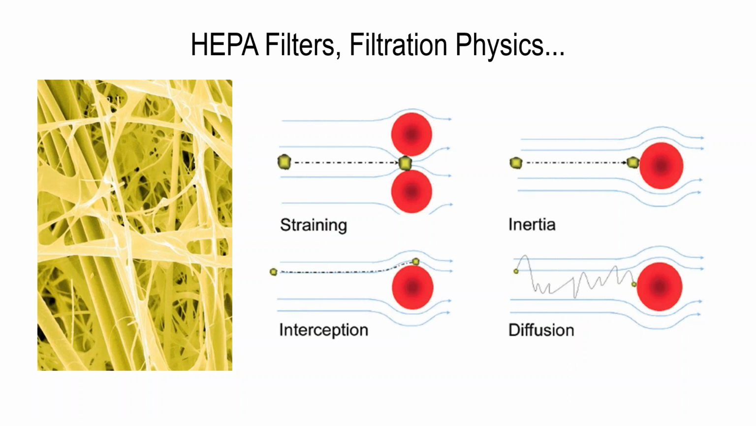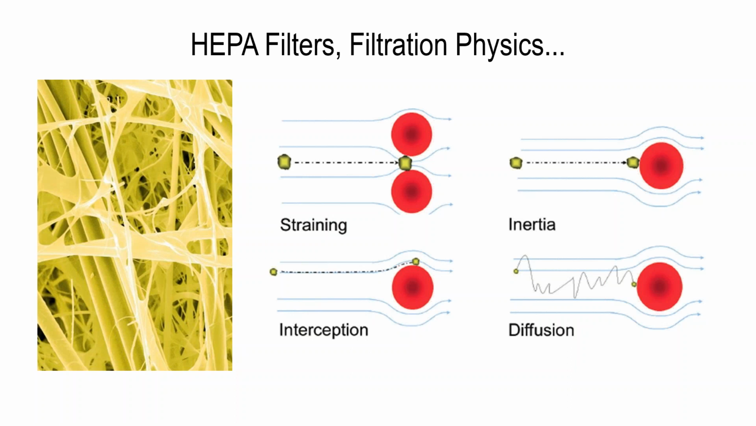There's one particular manufacturer that shall remain nameless that still calls their filter an absolute filter because of that association with the original onset of the creation of this filter. So it exhibits four basic properties: straining, inertia, interception, and diffusion. Straining is fairly straightforward, where the particle is lodged between the actual fibers of the media. Inertia, again, fairly straightforward. The particle directly contacts the media.